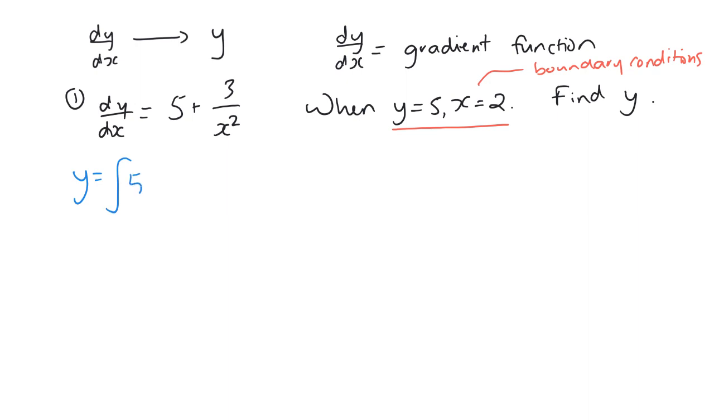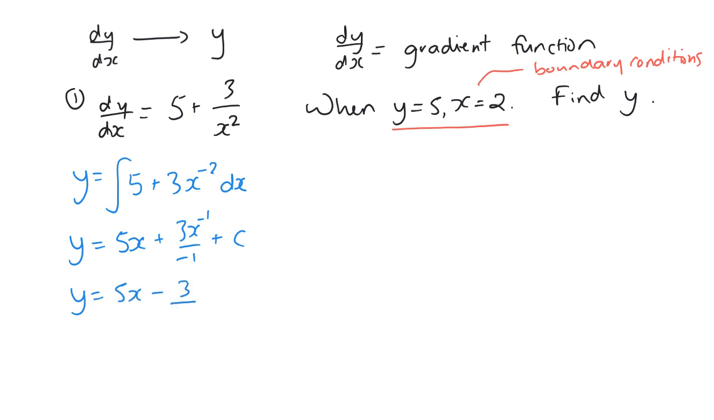So put this in the form that we want to integrate by moving the x squared up to be x to the minus 2. Integrate, we get 5x plus 3x to the minus 1 over minus 1 plus c. So that's y equals 5x minus 3 over x plus c.